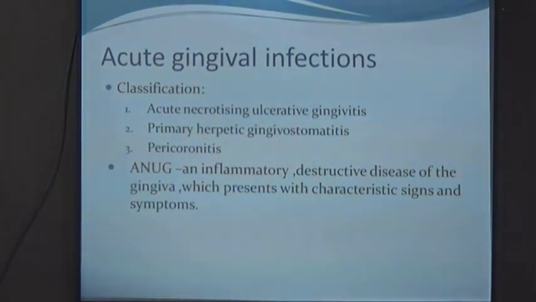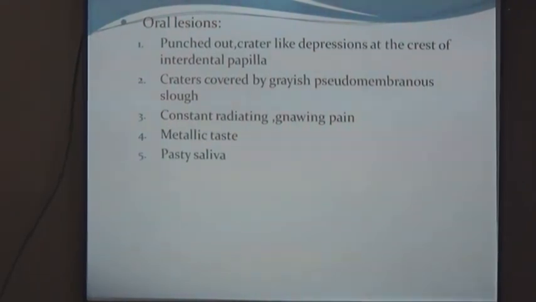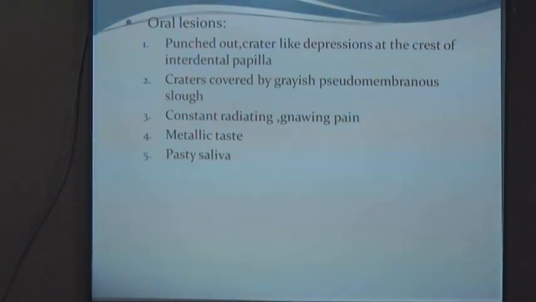And here, the acute gingival infections are acute necrotizing ulcerative gingivitis, primary herpetic gingivostomatitis and pericoronitis. Apart from that, we can include even a gingival abscess in acute gingival lesions. And you know, gingival abscess is confined to the margin of the gingiva. It is not with the attachment, it is only to the margin, and mainly because of any trauma. And oral lesions: punched out crater-like depression at the crest. All these things will come for acute necrotizing ulcerative gingivitis. The main important thing is the punched out appearance. Punched out crater-like depression in the crest of the interdental papilla.